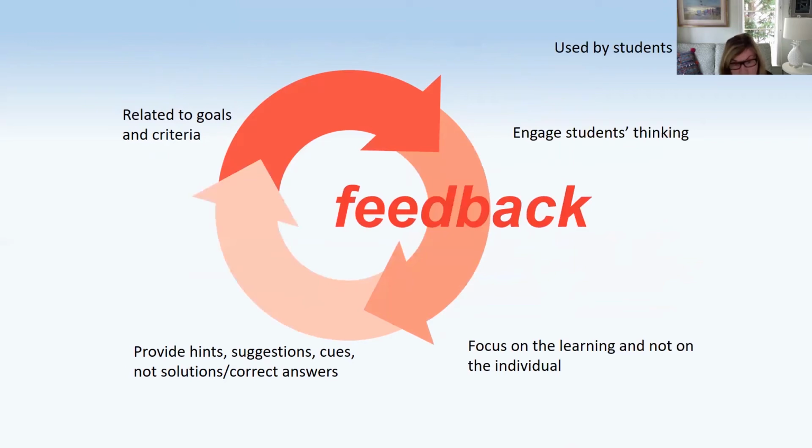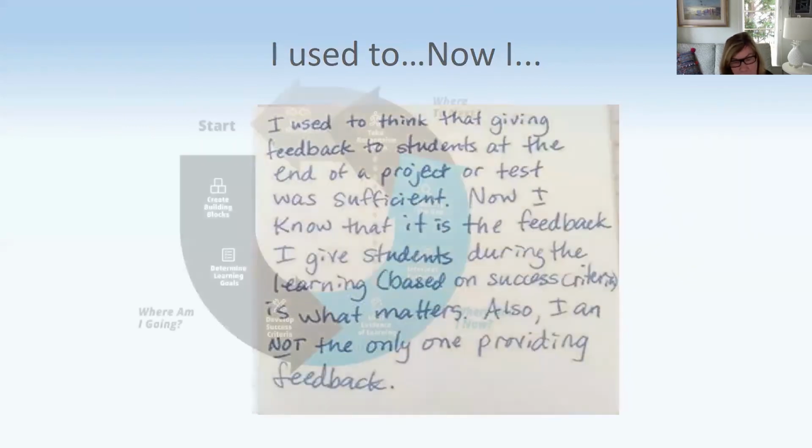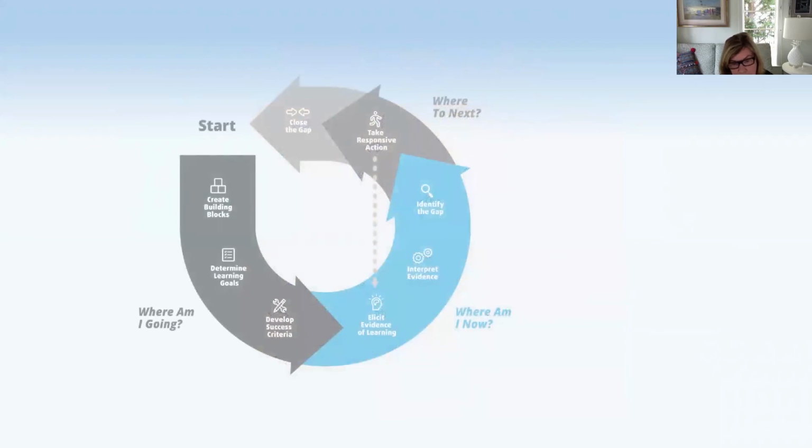So if we look at one more quote from a teacher, a different teacher this time, this teacher posted, "I used to think that giving feedback to students at the end of a project or test was sufficient. Now I know that it is the feedback I give students during the learning, based on success criteria, that matters. Also, I am not the only one providing feedback," indicating the role of students in providing feedback to each other, of course, based on those success criteria. So for students then, the blue zone of the feedback loop, and this is where they're involved in the process.